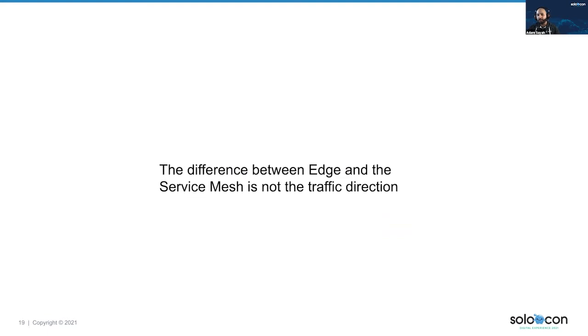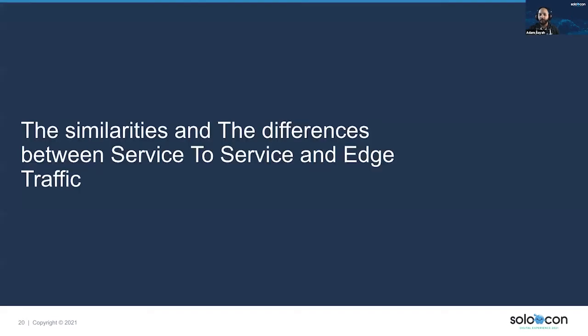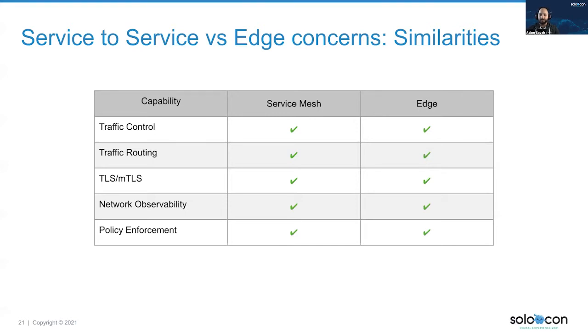So just to point out that the difference between the edge and the service mesh is not only the traffic direction, not east-west versus north-south. So let's look at what the differences actually are. First, we're going to talk about how they are similar, and then we're going to talk about how they are different. In terms of similarities, we'll see that service mesh and edge both need some sort of traffic control.